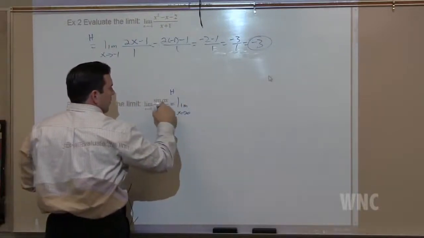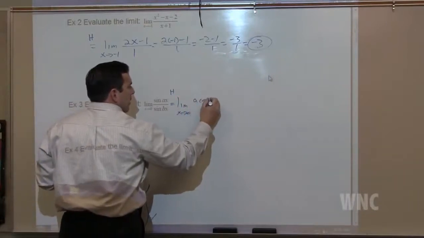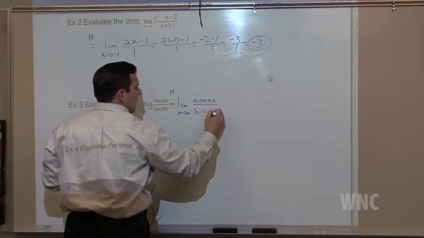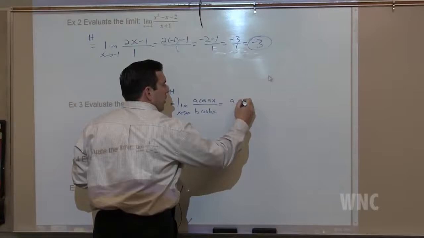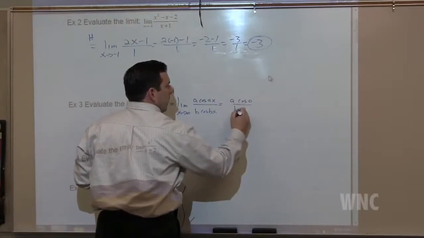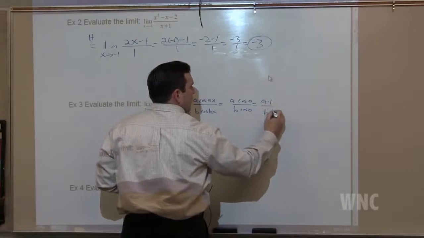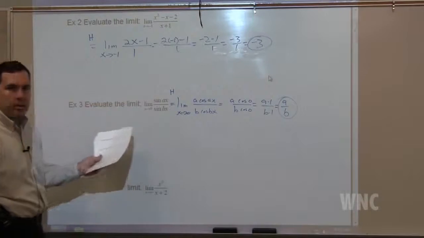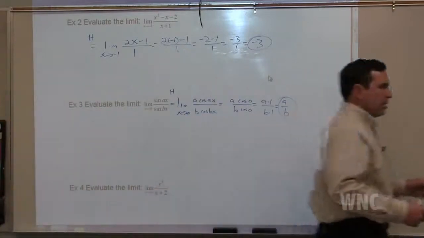That's going to be the derivative of sine, which is a cosine of ax over b cosine of bx. If we plug in that 0, we have a cosine of 0 over b cosine of 0. That's a times 1 over b times 1, which is a over b. See? That's not 1. That's not infinity. That's something different. It's kind of cool. Let me scroll this up.